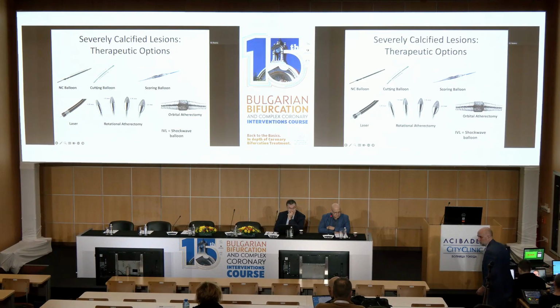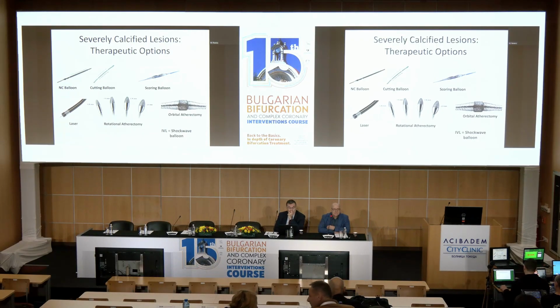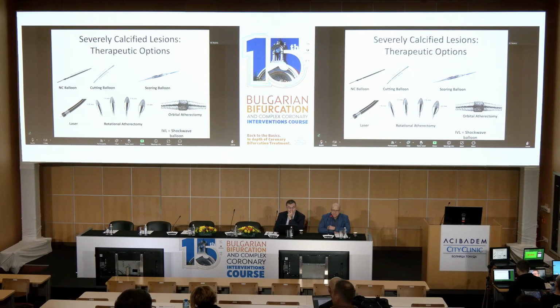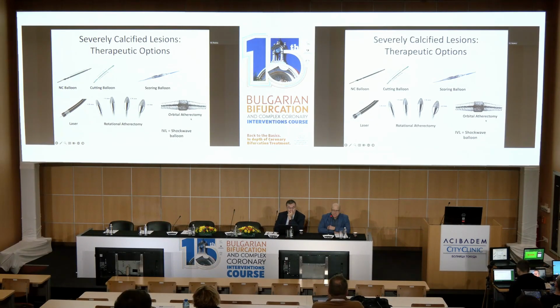We can use NC balloons, cutting and scoring balloons. We can go with a laser, but not everybody has laser capability. We have a laser in our center. I'm using it maybe 2-3 times a year. Rotational atherectomy system, such a device must be a tool in every cath lab nowadays. Of course, the same goes for the shockwave balloon, and orbital atherectomy, also a very useful device to prepare the lesion.